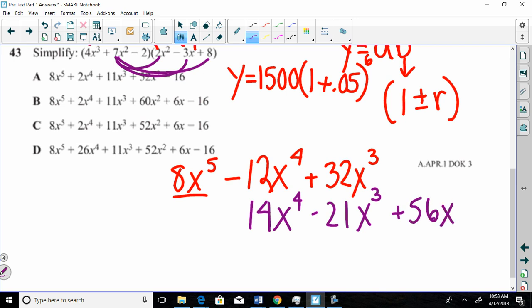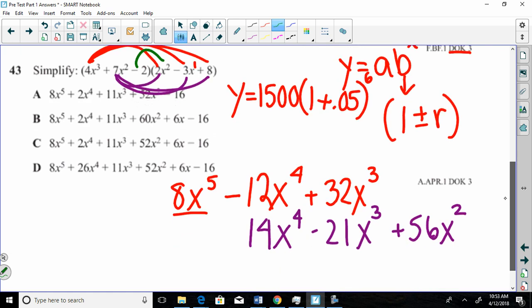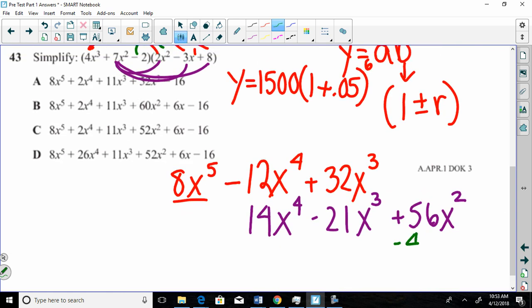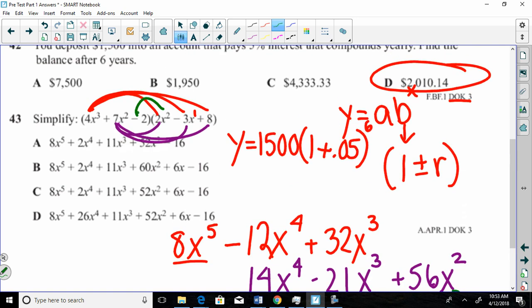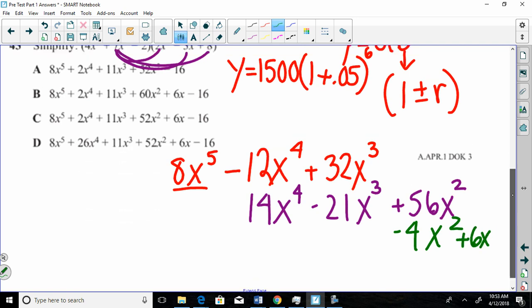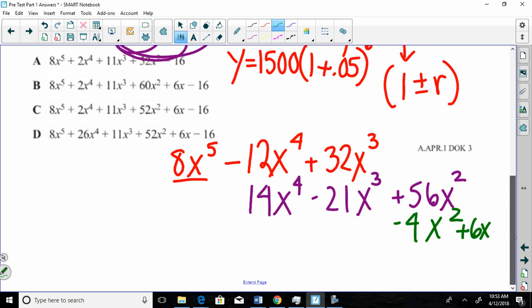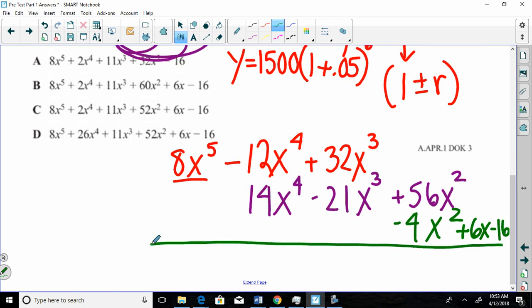Good. 56x squared. Last one. Negative 2 times 2x squared, negative 4x squared. Notice we're starting here now. Negative 2 times negative 3x, positive, right? Because it's 2 negatives. And negative 2 times 8, negative 16. And now we combine our like terms.